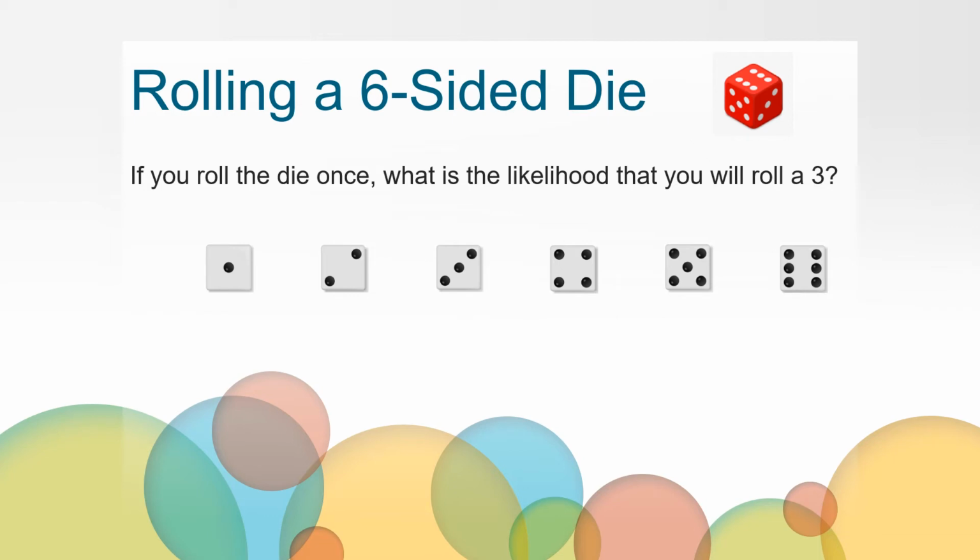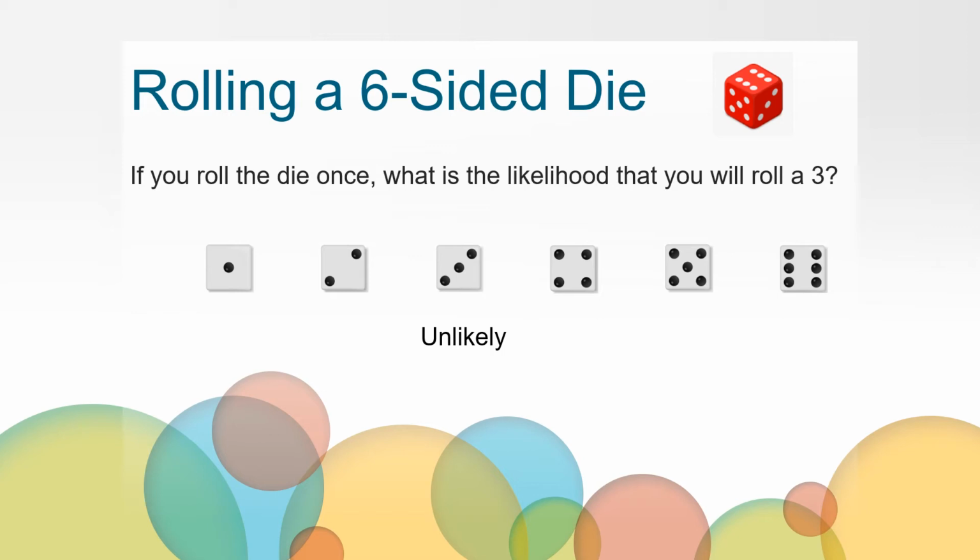If you roll the die once, what is the likelihood that you will roll a 3? Well, so let's think about this. How many times does the number 3 appear in our list of outcomes? Just one time. How many other possible outcomes are there besides a 3? Yeah, there are 5 other numbers that you could roll. So it is unlikely that you will roll a 3 if you roll the die one time.